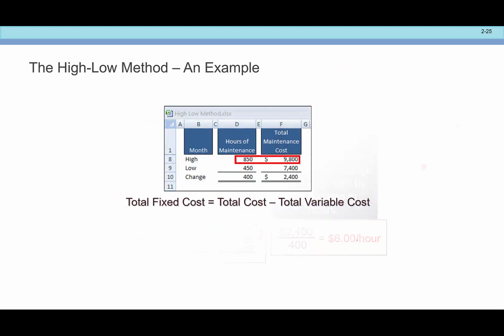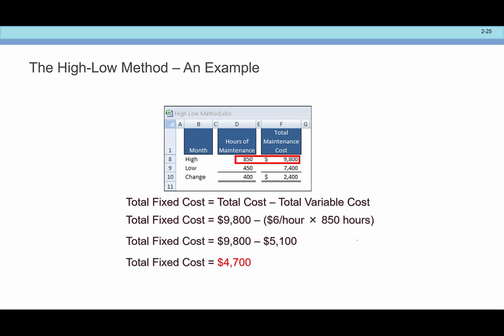Okay, so what do I do? I come over and I take the total cost at 9,800 minus the variable cost per unit times, and in this example they use the high.